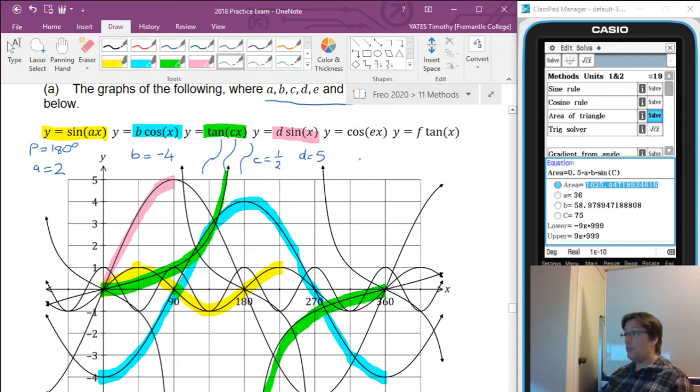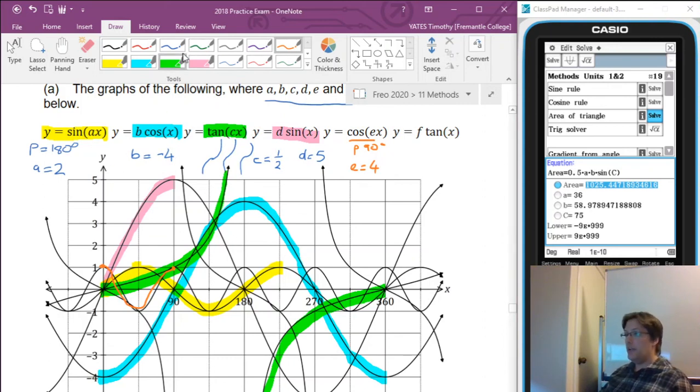Next up, cos EX. We're finding a normal cos wave with an amplitude of 1. We've got that quite straightforwardly here. What's its period? Period is 90 degrees. Normally it's 360, so it's been multiplied by 4. So E is going to be 4.